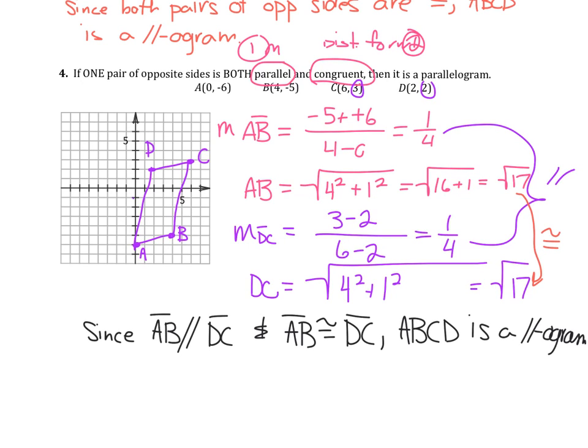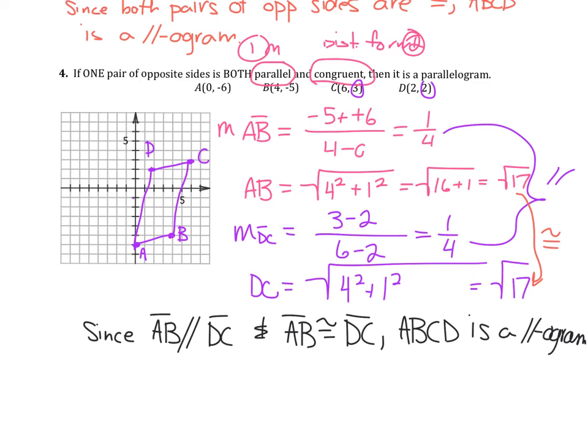Okay, so those are the different ways. Notice that we did not use any formulas or any way to prove it using angles. We can't do that in a coordinate plane. We can't show that opposite angles are congruent or consecutive angles are supplementary. It's just not something that we can show. So instead we have to rely on them being parallel and them being congruent.